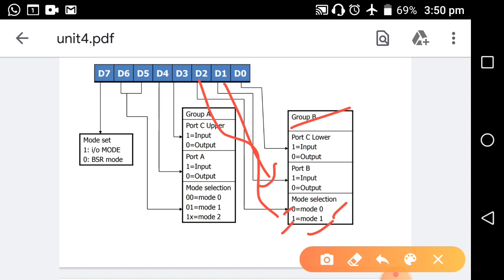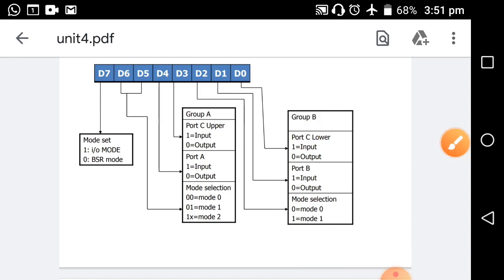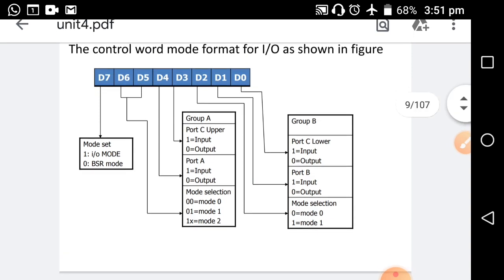And the last one, the D0 bit, is used for port C lower. If the D0 bit is 1, then port C lower behaves as an input port, and if the D0 bit is 0, then port C lower works as an output port. So this is the control word register, which is very, very important and will be asked in numericals also.